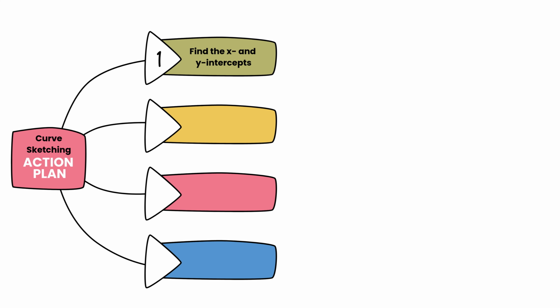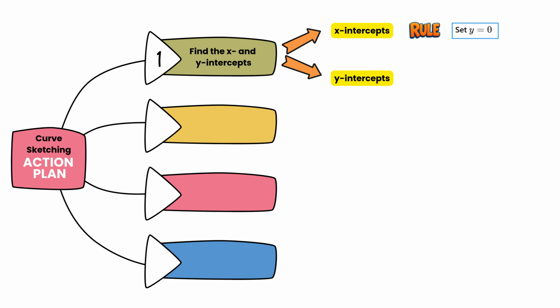To summarize, in step 1, we figured out where the function crosses the x-axis and the y-axis. To find where it crosses the x-axis, we set y equals 0. To find where it crosses the y-axis, we set x equals 0. Simple, consistent, and it works every time. All right, now let's move on to step 2.